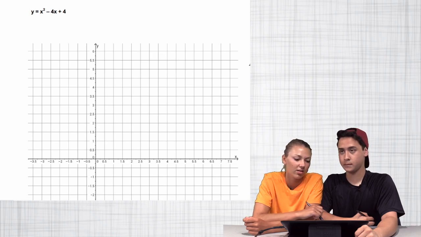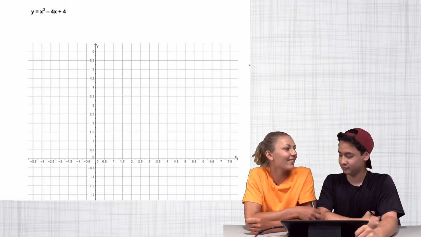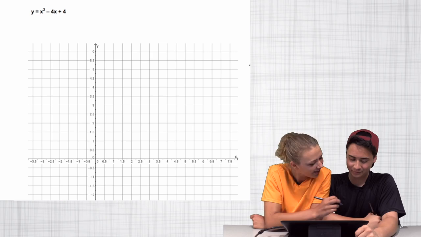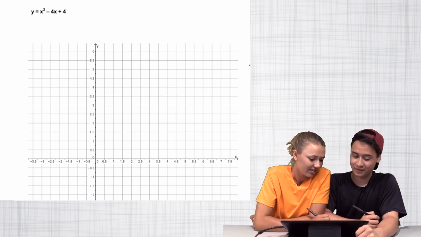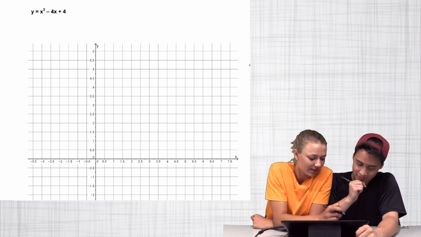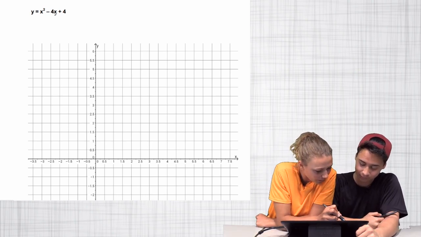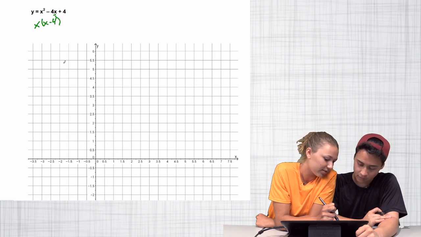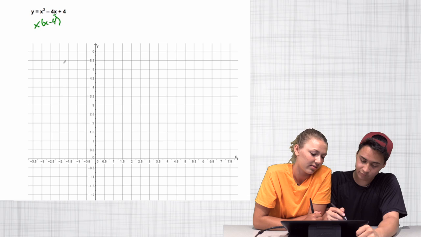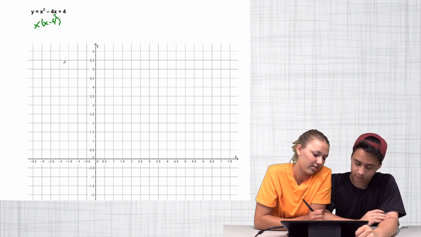Can you rewrite this so you have those things? Yeah, we can. This may involve a little algebra that you learned in school. Yeah, we got this. Okay, so you can pull out the x. Because x squared and then 4x, right? Okay. Now what? Plus 4.